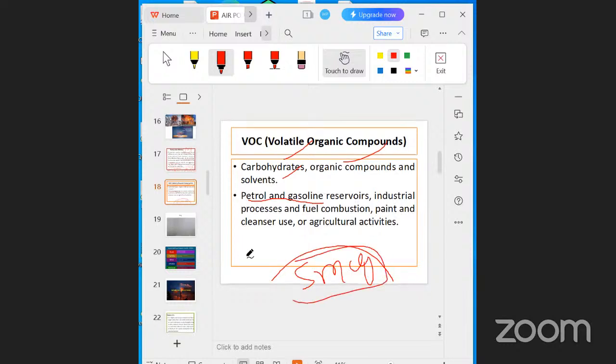So smog means fog plus smoke. Okay. The volatile organic compounds can cause various health effects, depending on the kind of compounds that are present and their concentrations. The effects can vary from smell nuisance to decreases in lung capacity, and even cancer also, right? So this is volatile organic compound, VOC.